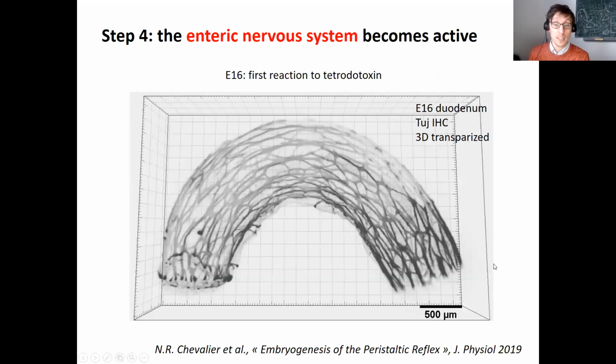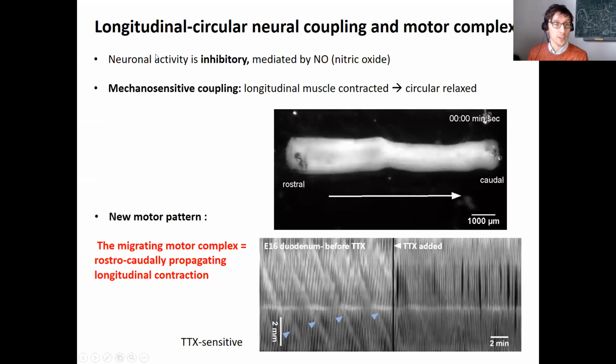So how does this occur? That's where the enteric nervous system comes into play. We found that it first becomes active at E16. That's the first reaction to tetrodotoxin. That's what this network looks like by Tuj1 immunohistochemistry in a 3D cleared duodenum. To summarize our findings, we found that this first activity is inhibitory. It is mediated by nitric oxide.